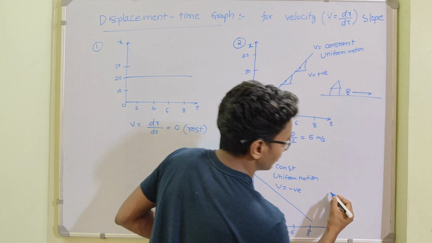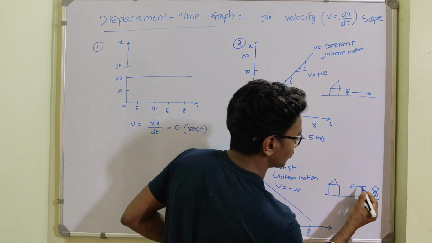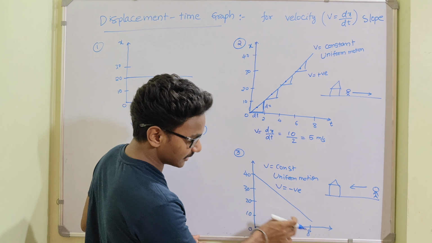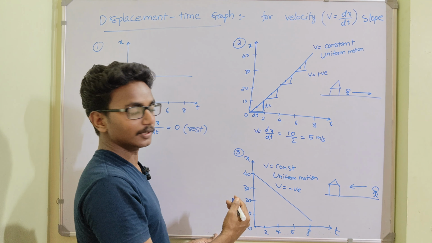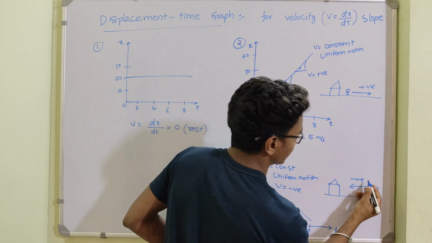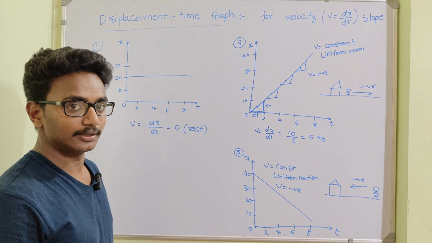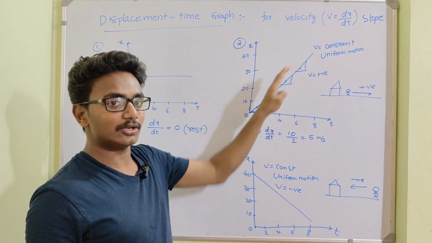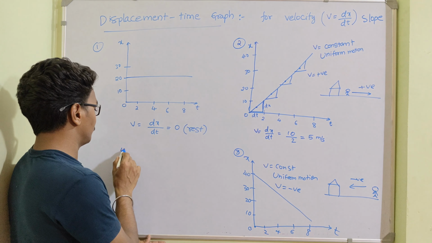This graph represents the person approaching home. He is moving towards the home. As time increases, distance decreases. That means he is approaching home. This direction we are taking as positive, and this direction as negative. That's why this velocity is positive and this velocity is negative. Remember one point: if the graph is a straight line, then the velocity is uniform. For these two, velocity is uniform.